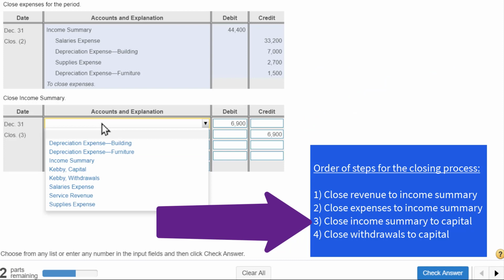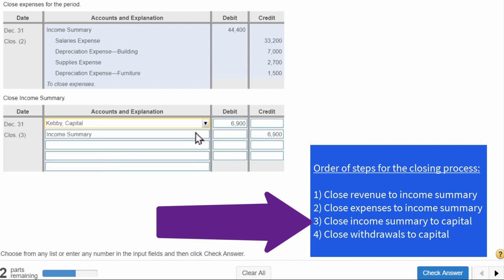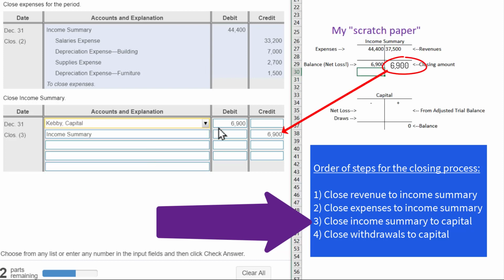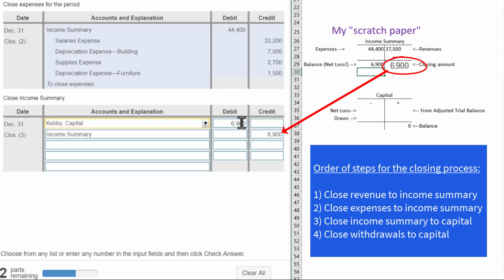Now most companies, not all, but most companies make a net income, a profit. So usually when you're closing this, it's going to be containing a net income that you're closing to capital. However, this $6,900 is a loss. So now I need to post this to the capital account. So notice capital is being debited. So over here, I'm going to put 6,900 as a debit.